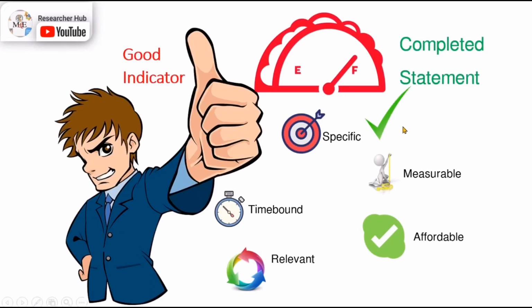That indicator must be specific. So we already discussed what is specific, right? Whom you want to measure, what you want to measure, and one thing at a time. To make an indicator specific, it must be clear on whom to be measured, what to be measured, and measure only one thing at a time. So now we move to point number 2, which is measurable.